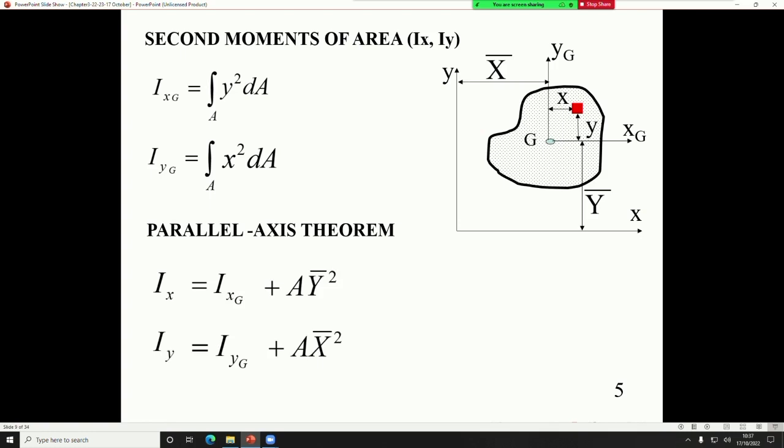As I said, the top two equations we can write exactly the same for the bottom one. But in the majority of textbooks and design handbooks, they give you the values of second moment of area with respect to the central axis. If you know the values with respect to the central axis, you can easily find them with respect to any other axis on the plane of this section using the parallel axis theorem. Any question in regard to slide number 5?